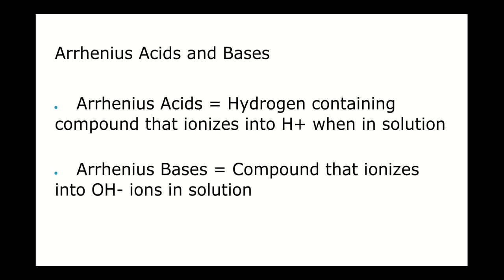An Arrhenius base is something that has OH in it. It's a compound that ionizes into OH minus ions. So you have H plus ions, and you have OH minus ions. Arrhenius bases are things that usually end in OH in their formula. I'll show you some examples today.